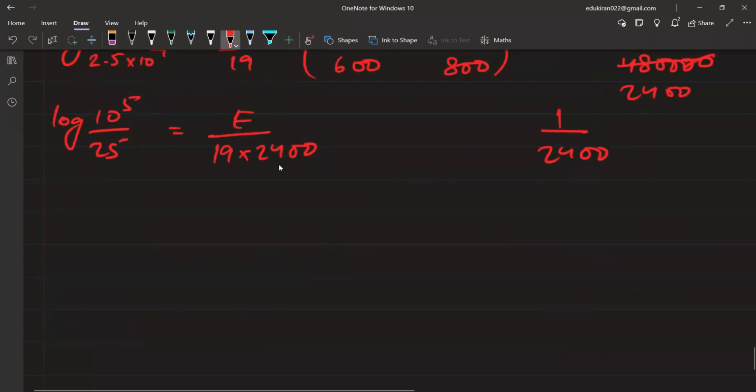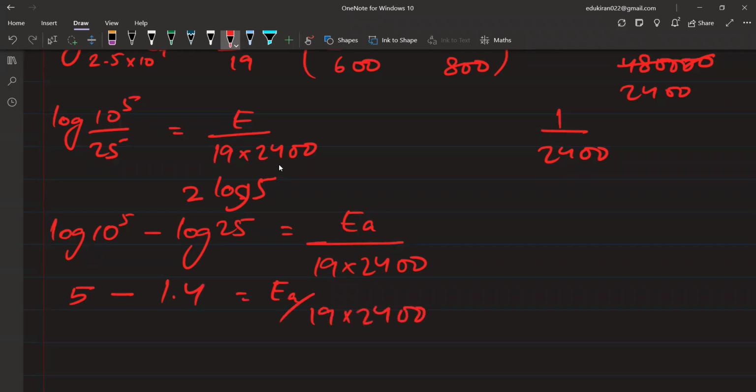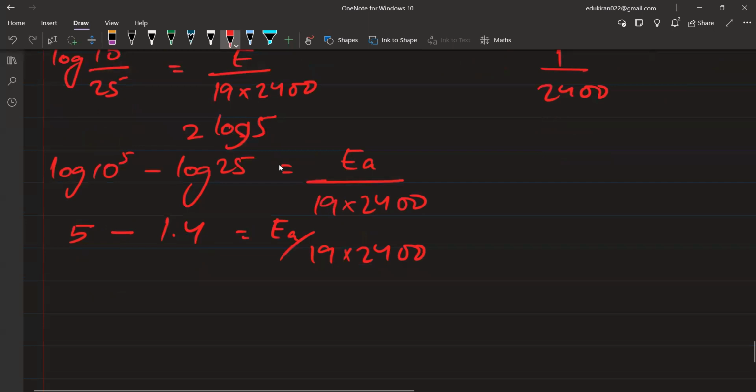Okay. Now I can write log of 10 to the power 5 minus log of 25 is equal to EA upon 19 into 2400. ठीक है. So 10 to the power 5 हो जाएगा आपके पास 5. सही है. And log 25 क्या हो जाएगा? Log 25 will be 2 times log 5. And log 5 is 0.7. 0.7 into 2, 1.4. Is equal to EA upon 19 into 2400. 5 minus 1.4 कितना हो जाएगा? 3.6 है ना?